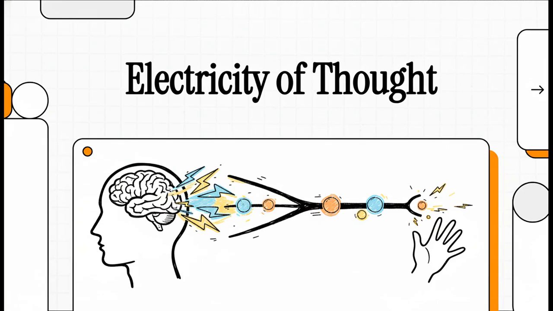Have you ever stopped to think about how you do, well, anything? How a thought, just a little flicker in your mind, makes your hand move in less than a second? Well, today, we're going to dive into the amazing electrical language of your nervous system, the nerve impulse.